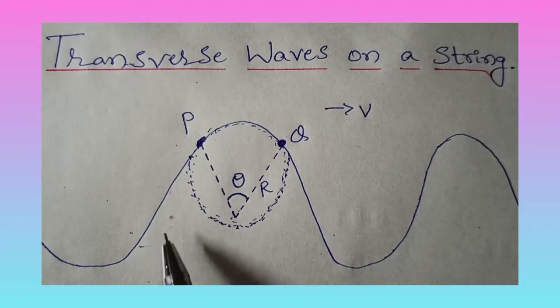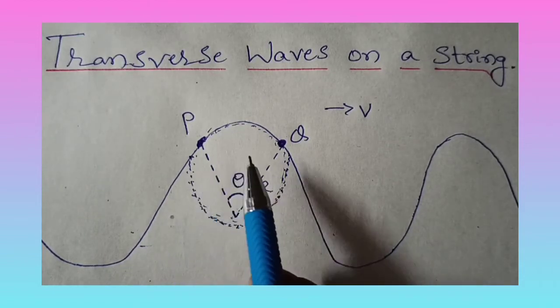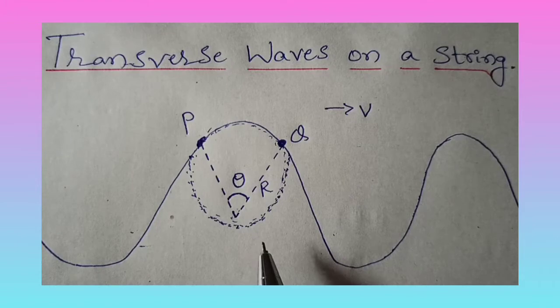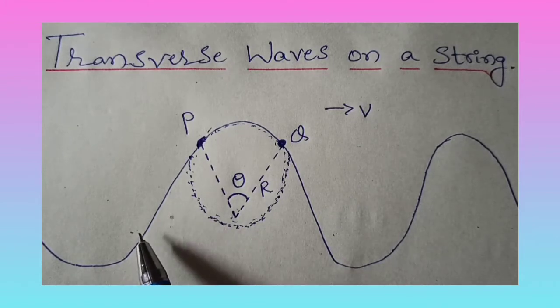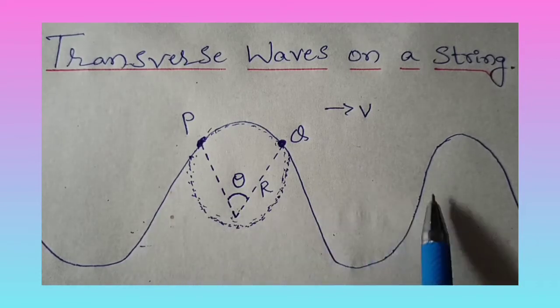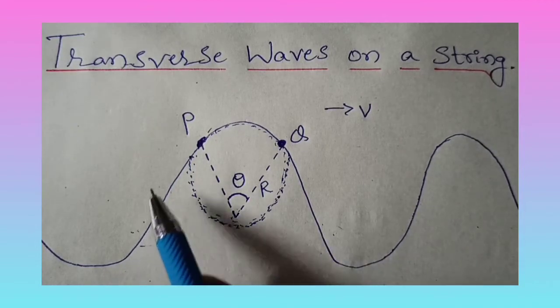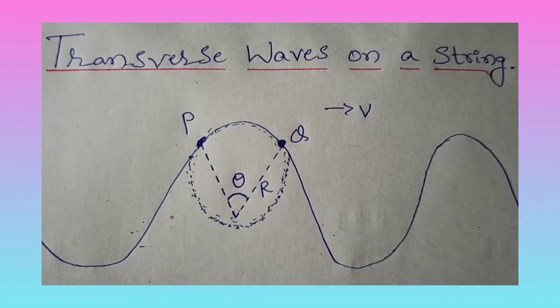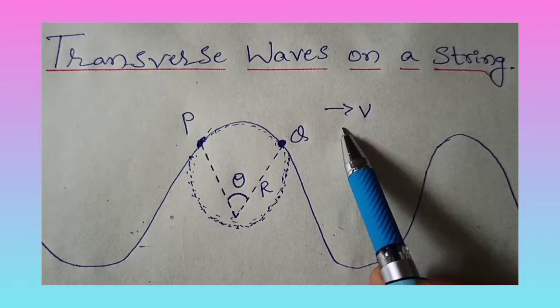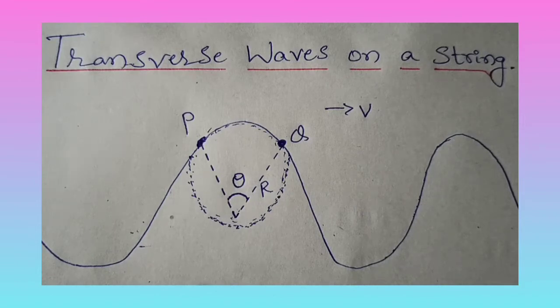Now as you can see, this is a transverse wave which is traveling, suppose, from A to B, if this is A and this is B, on a stretched string with a velocity v. Now imagine that the whole string is being moved from right to left with the same velocity v.